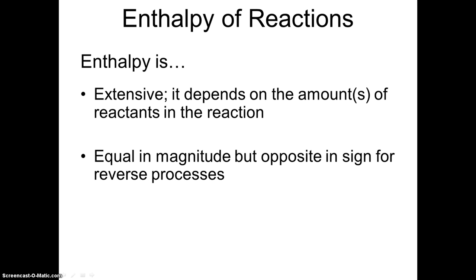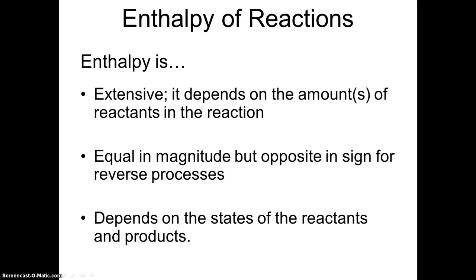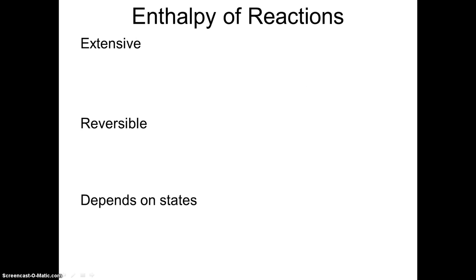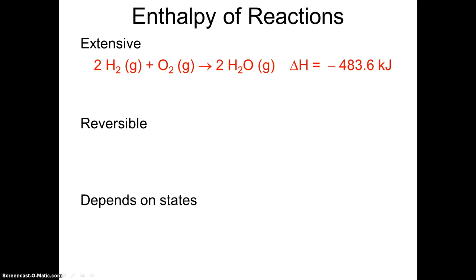It's equal in magnitude but opposite in sign for a reverse process. So a reaction going in the forward direction may have, say, a negative enthalpy, for instance, whereas one going in the reverse direction would have the same magnitude but a positive value. And it depends on the states of the reactants and products, because energy is required to change those states. That's going to be important. Some examples are as follows.